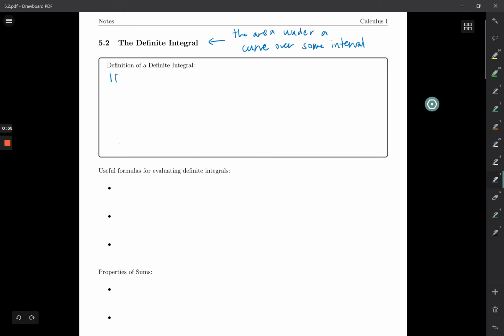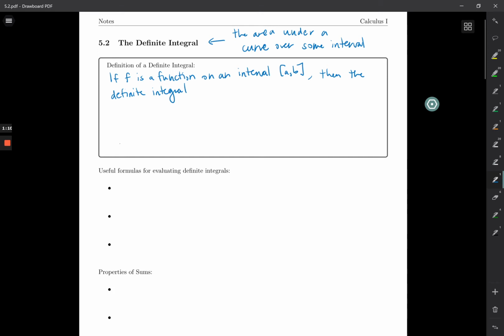So given a function on an interval, so here we have the closed interval from a to b, then the definition of the definite integral is going to be what I was referring to in class, and I think in the last video. It's going to be the limit of the Riemann sums.